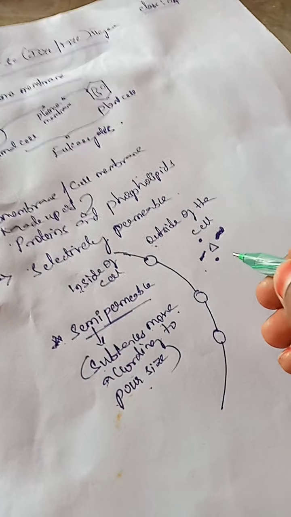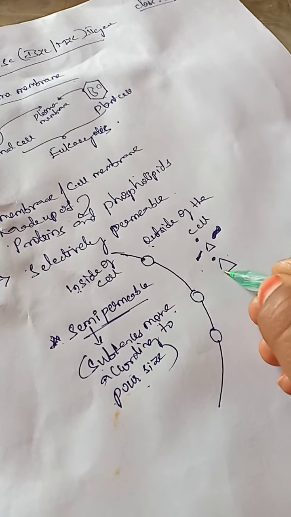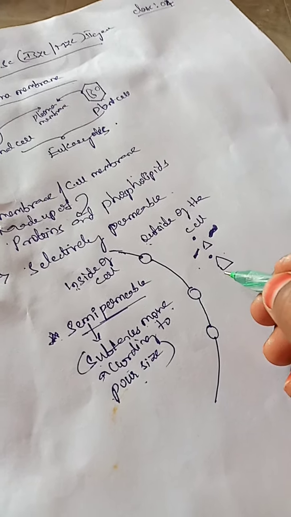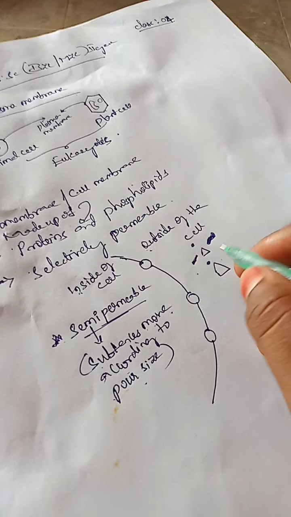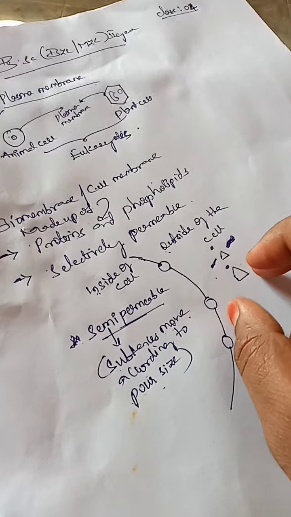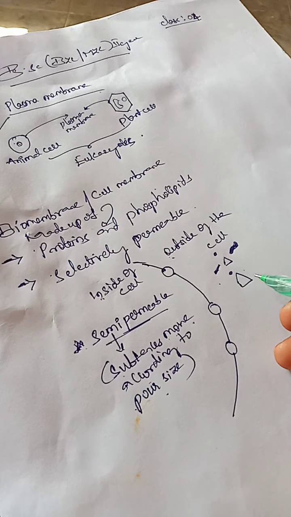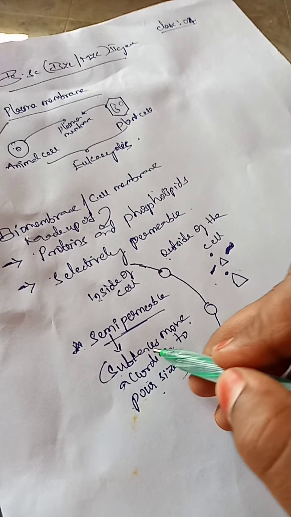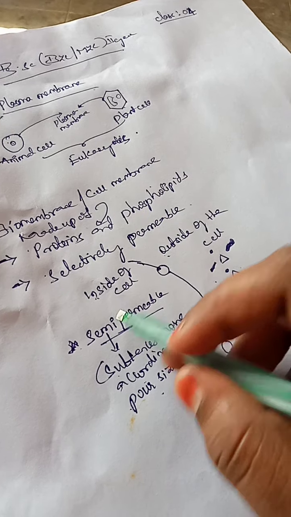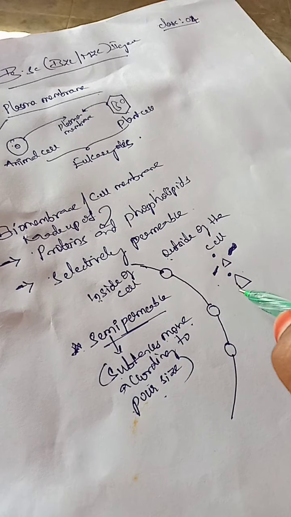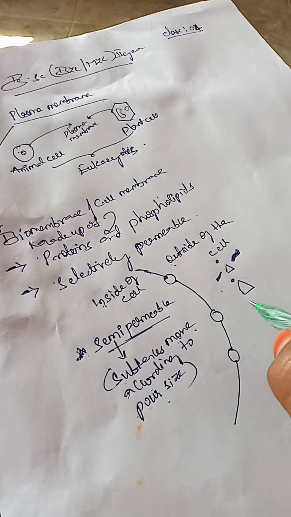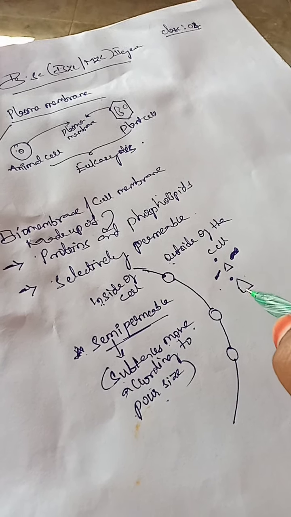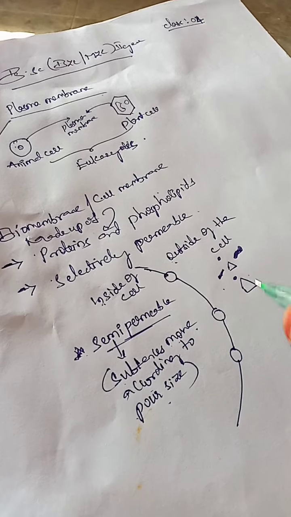If the substances are a little bit bigger than the pore size, what happens? If the pore size is small and the substance is a little bigger, but this substance is very important and the cell needs it, at that time what will the cell do? It will select these substances to take in, even though they are bigger than the pore size.